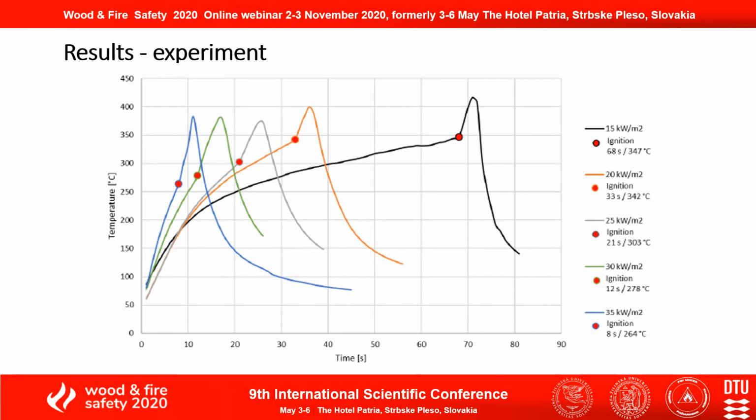Average values from all experiments are plotted, and ignition is indicated using red dots for clearer visualization. Also, on the right, we can see the time of ignition in seconds for each heat flux used. Times of ignition vary from 8 to 68 seconds at different heat fluxes. Both temperature and times of ignition appear to be in inverse proportionality with heat flux emitted from the cone calorimeter, which was expected and confirms validity of collected data.